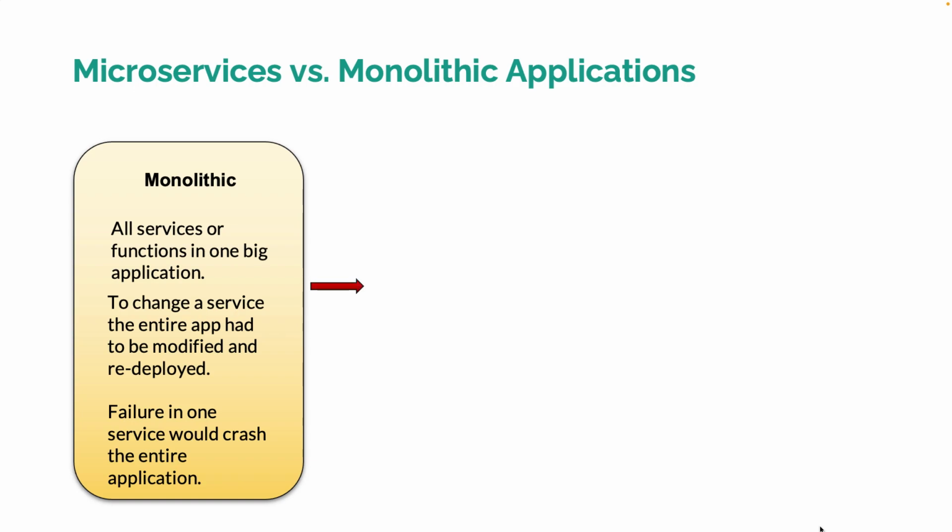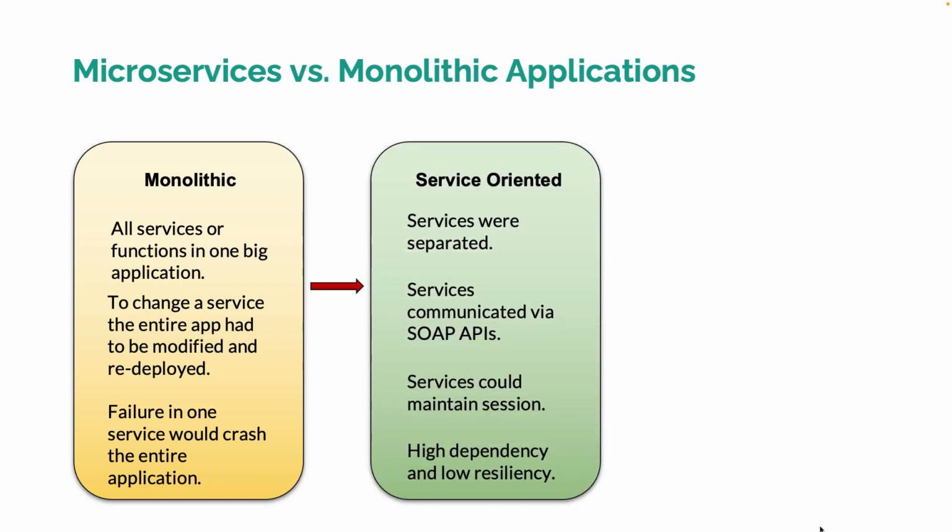So some architects tried to make this better, and they came up with service-oriented architecture, also known as SOA. In service-oriented architecture, they broke the monolithic application into smaller services. For example, shopping cart service, payment service, order service. Services would talk to each other via APIs, application programming interfaces, and they normally use SOAP APIs.